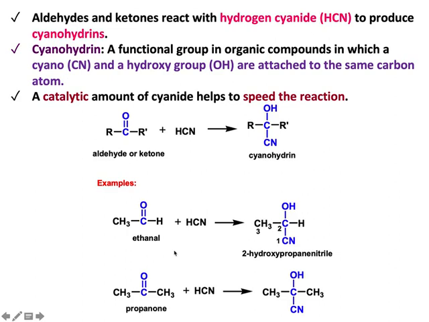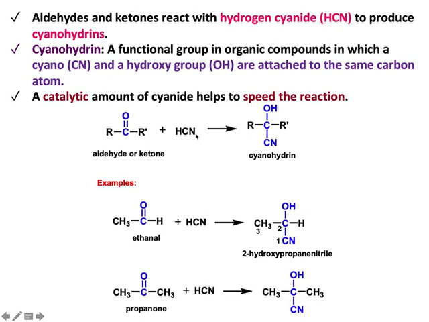So this cyanohydrin is actually a functional group in organic compounds, which is a cyano and hydroxy group attached to the same carbon atom. Look here, this is the general chemistry. Aldehyde or ketone, focus on the C double bond O. We want to add this nucleophile, so the concept is nucleophilic addition. Why? Because we want to add this nucleophile on the C double bond O. So we react with HCN because we want to prepare cyanohydrin.